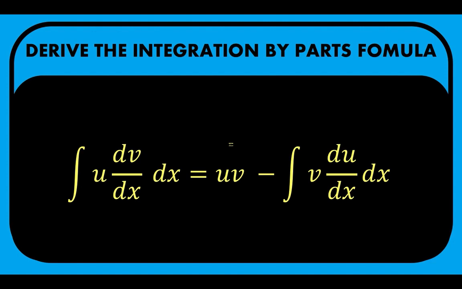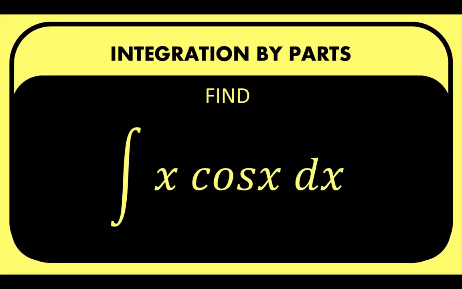Hi everyone, let's talk about integration by parts. What we are given here is an antiderivative of a product of two functions. x is one function, cosine of x is another function. And we are asked to find the antiderivative of the product of these two functions.